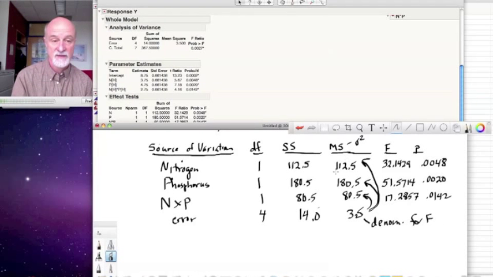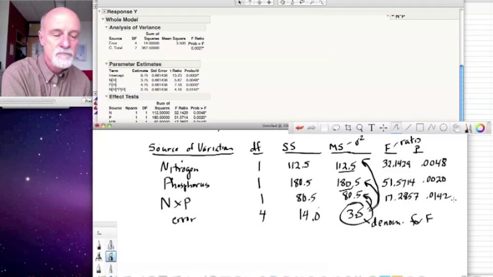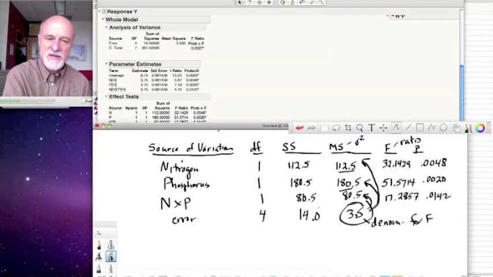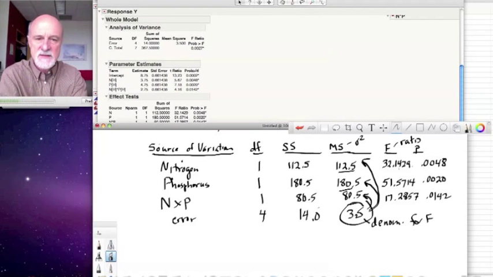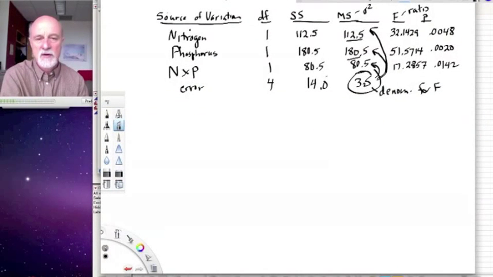The numerator is here, this mean square, and the denominator for the ratio, remember F is a ratio, so the numerator is here and the denominator is here for all of them. That's the error. Okay, so how do we interpret this? Since this is an important component here, and really an important thing to think about.